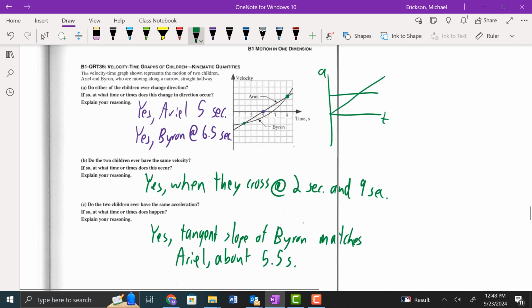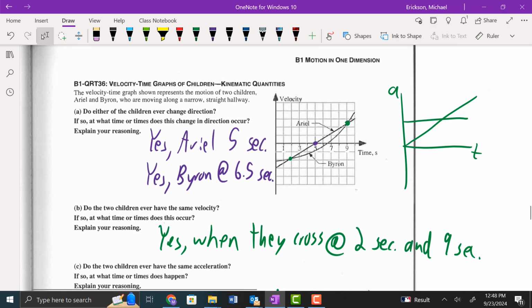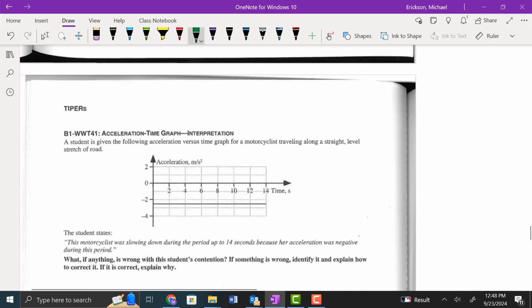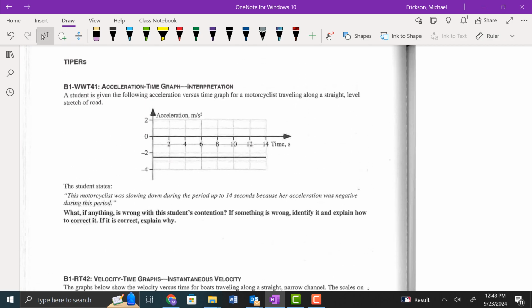So yeah, this is a very weird graph. We never actually solve problems mathematically that look like Byron's in this scenario, but you should understand that the rules we've come up with still apply if, in this case, we have an exponential velocity graph. It's the same rules we had for an exponential position time graph. All right, I don't want to make another video, so I'm just going to do this one.